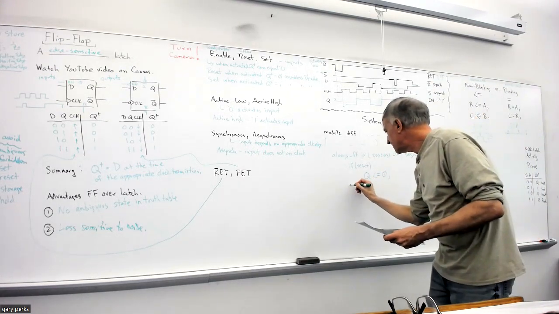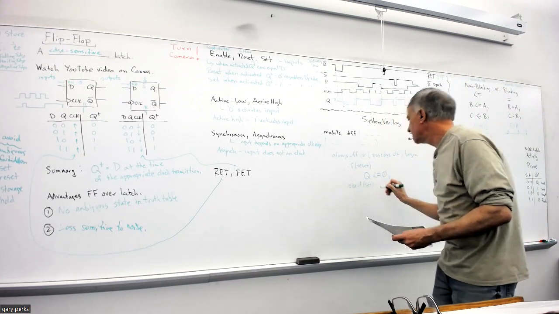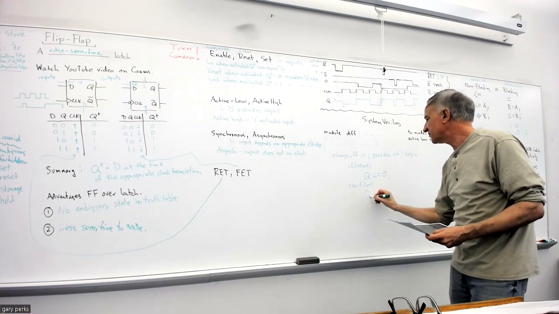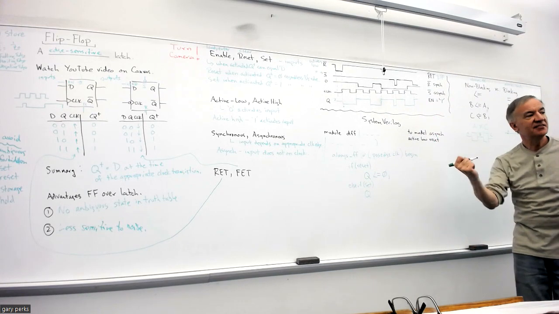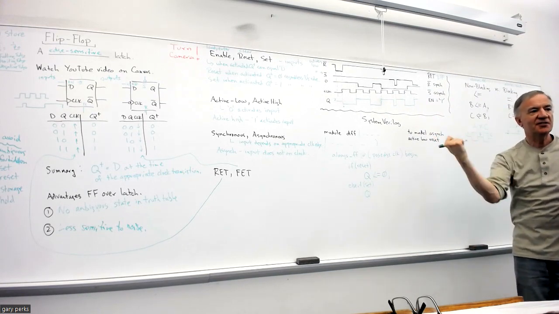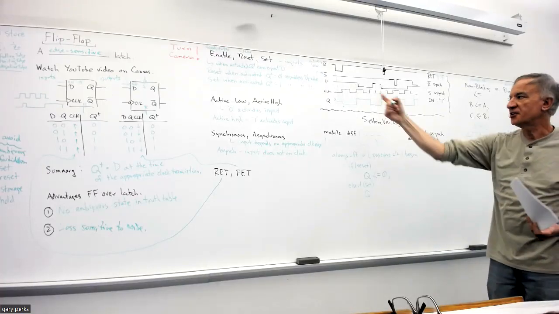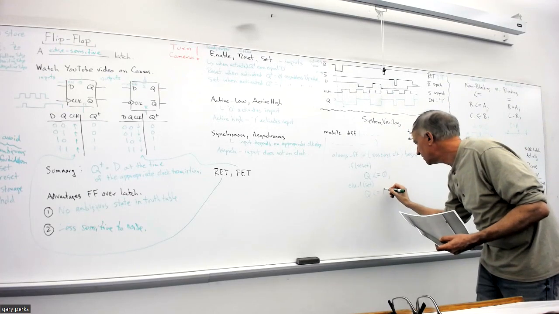Else if set. What would we assign Q for set? Because what does set mean? When it's activated, what are we going to make happen if set is activated? Yeah, Q equals 1. So you're just going to set Q equal to 1.